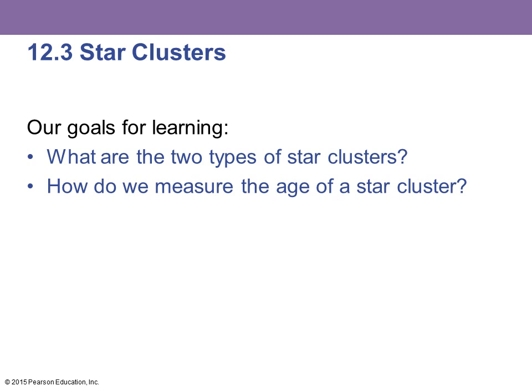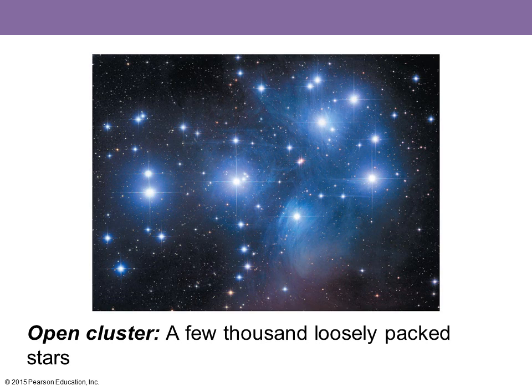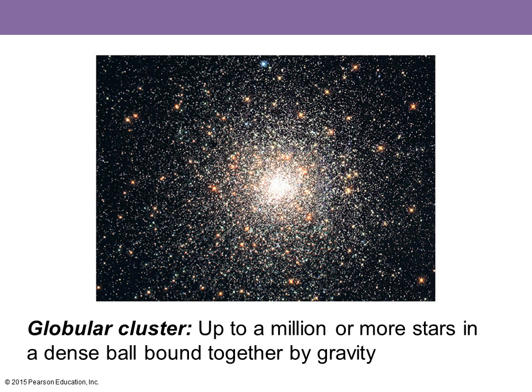Last but not least, let's look at the section dealing with star clusters. What are the two types of star clusters, and how do we measure the age of a star cluster? Here's an example of some open clusters, and as the book described, these are normally found within the disk of our galaxy. They might be a few thousand loosely packed stars. A globular cluster could be up to 1,000,000 or more stars in a dense ball, and since we have these stars very close together, they're bound by gravity. These globular clusters are normally found within the halo of the galaxy, in other words, in sort of a spherical arrangement around the center of our galaxy.